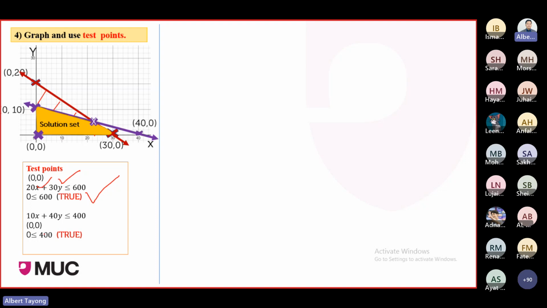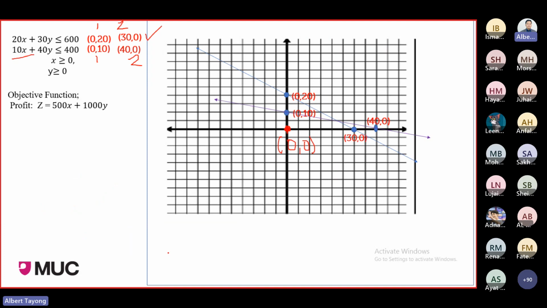And for the second one, if you're going to test again 0, 0, put 0 here and 40 times 0, that is 0 less than or equal to 400. Again, it is true. So what's the meaning of this? That means we're going to delete the ones above, because 0, 0 is true. 0, 0 is here below. So this one is deleted. And for the purple one, also above will be deleted, because 0, 0 is true also.